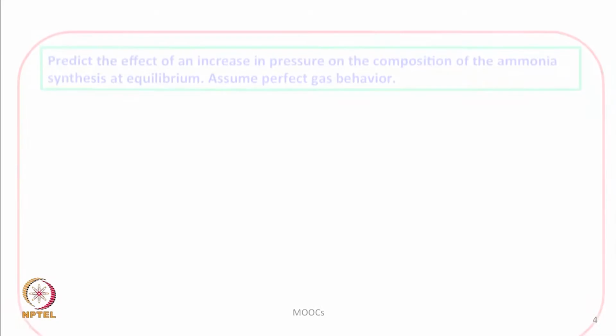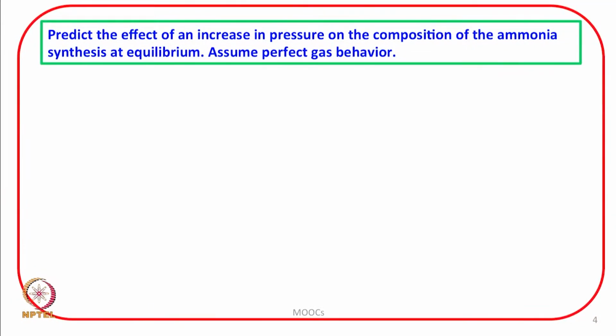Now, let us take a look at another question. Predict the effect of an increase in pressure on the composition of the ammonia synthesis at equilibrium. Assume perfect gas behavior. Synthesis of ammonia is very important industrially. Well known Haber's process is used.